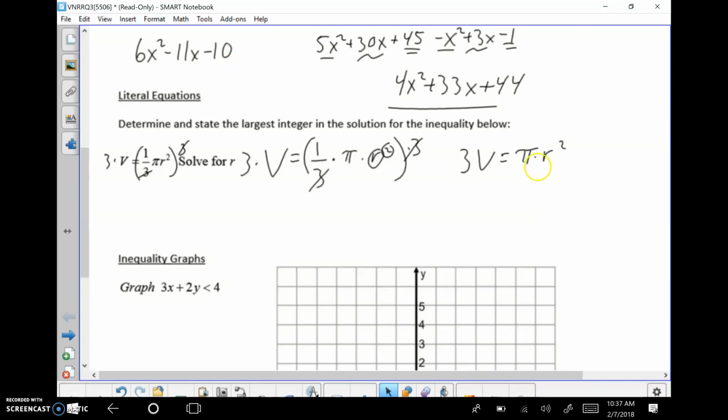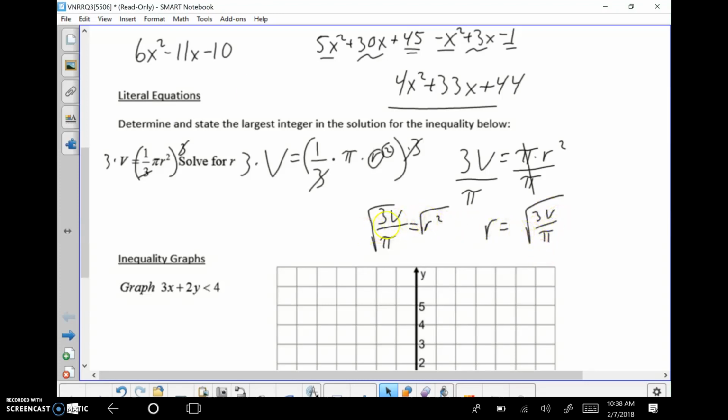And they're being multiplied, so I get rid of the pi by doing the inverse, which is division. So divide. And so 3v over pi equals r squared. And then the way we get rid of the squared, the inverse of that, is square root. So r equals the square root of 3v over pi.